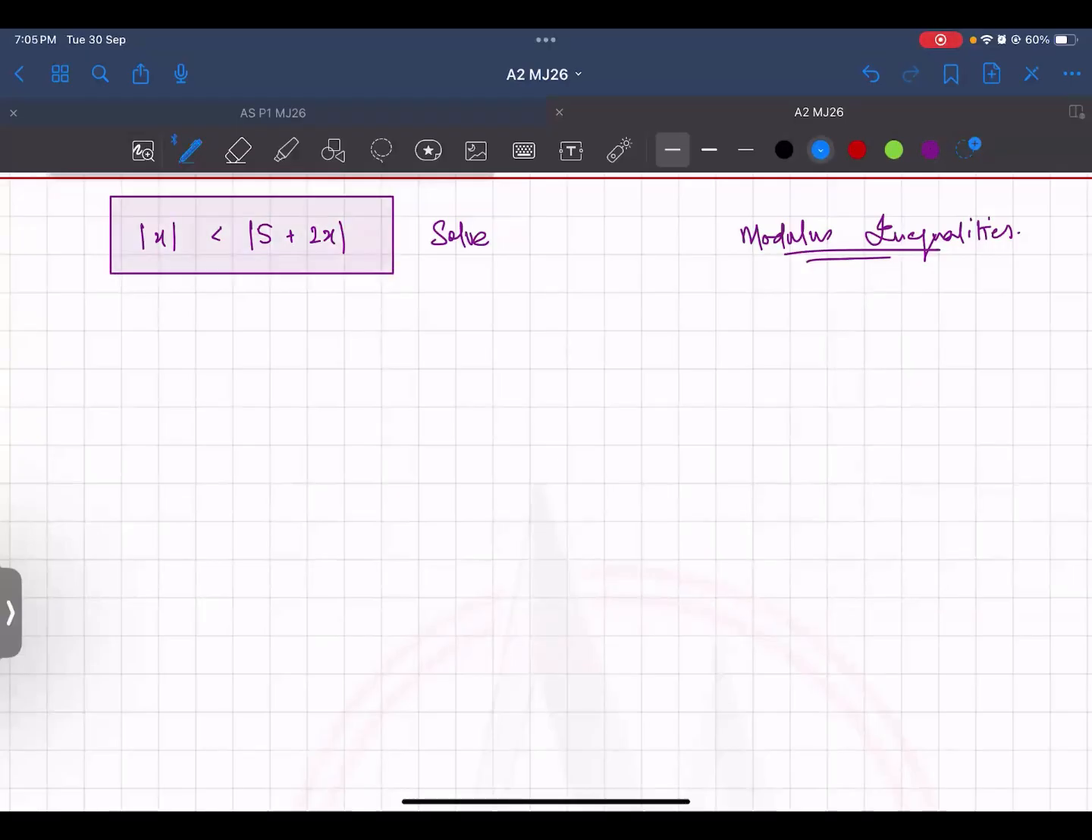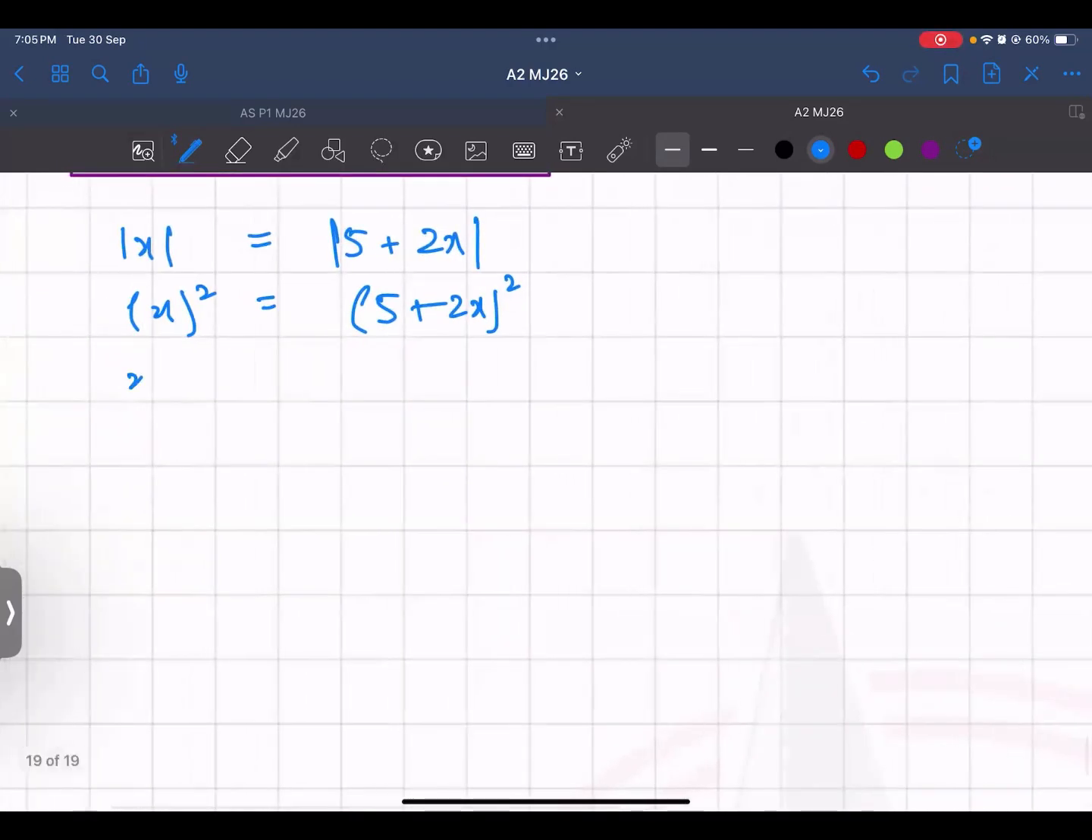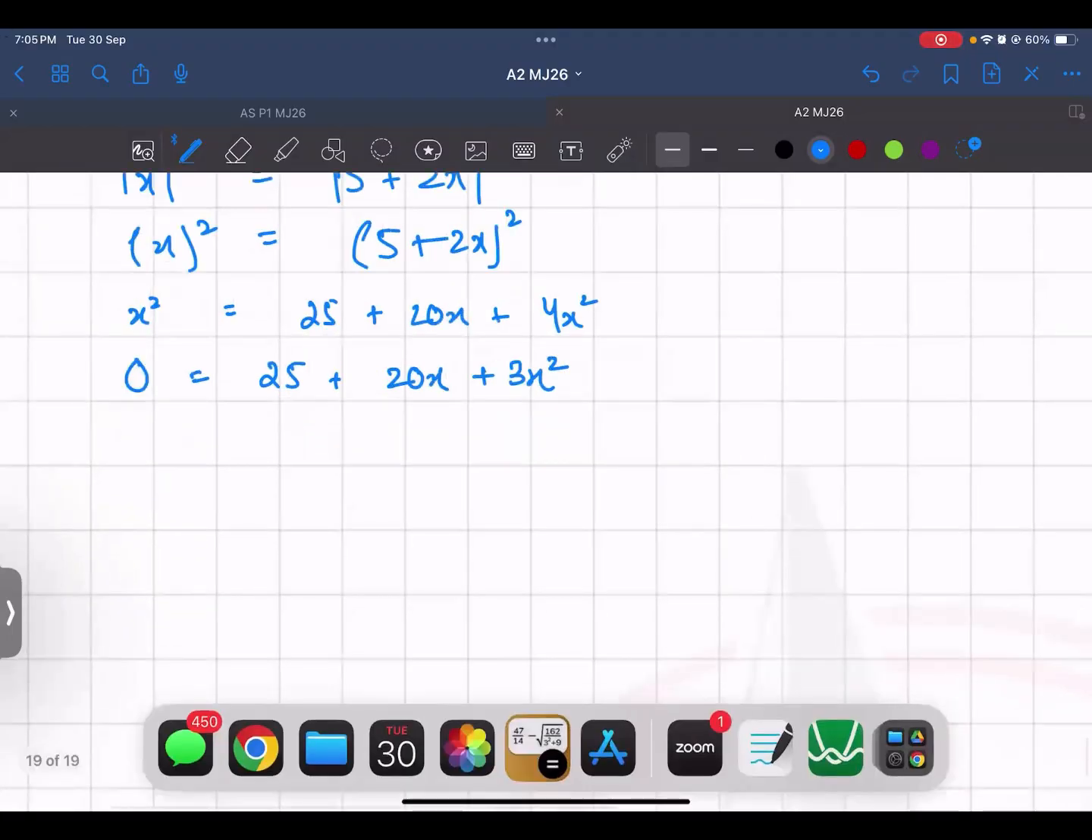So first of all, the first step is to forget about the inequality. Forget about the inequality, so modulus x equals modulus 5 plus 2x. Then solve it the usual way. x squared is equal to (5 plus 2x) whole squared. x squared is equal to 25 plus 20x plus 4x squared. Move everything to one side, so 25 plus 20x plus 3x squared, and then solve this.